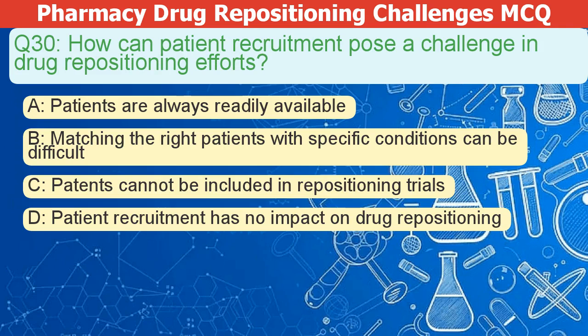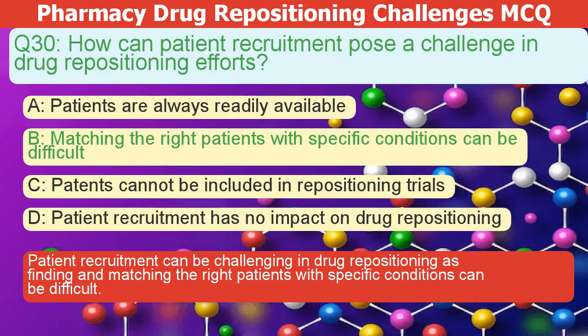How can patient recruitment pose a challenge in drug repositioning efforts? A. Patients are always readily available. B. Matching the right patients with specific conditions can be difficult. C. Patients cannot be included in repositioning trials. D. Patient recruitment has no impact on drug repositioning. The correct answer is B. Patient recruitment can be challenging in drug repositioning, because finding and matching the right patients with specific conditions can be difficult.